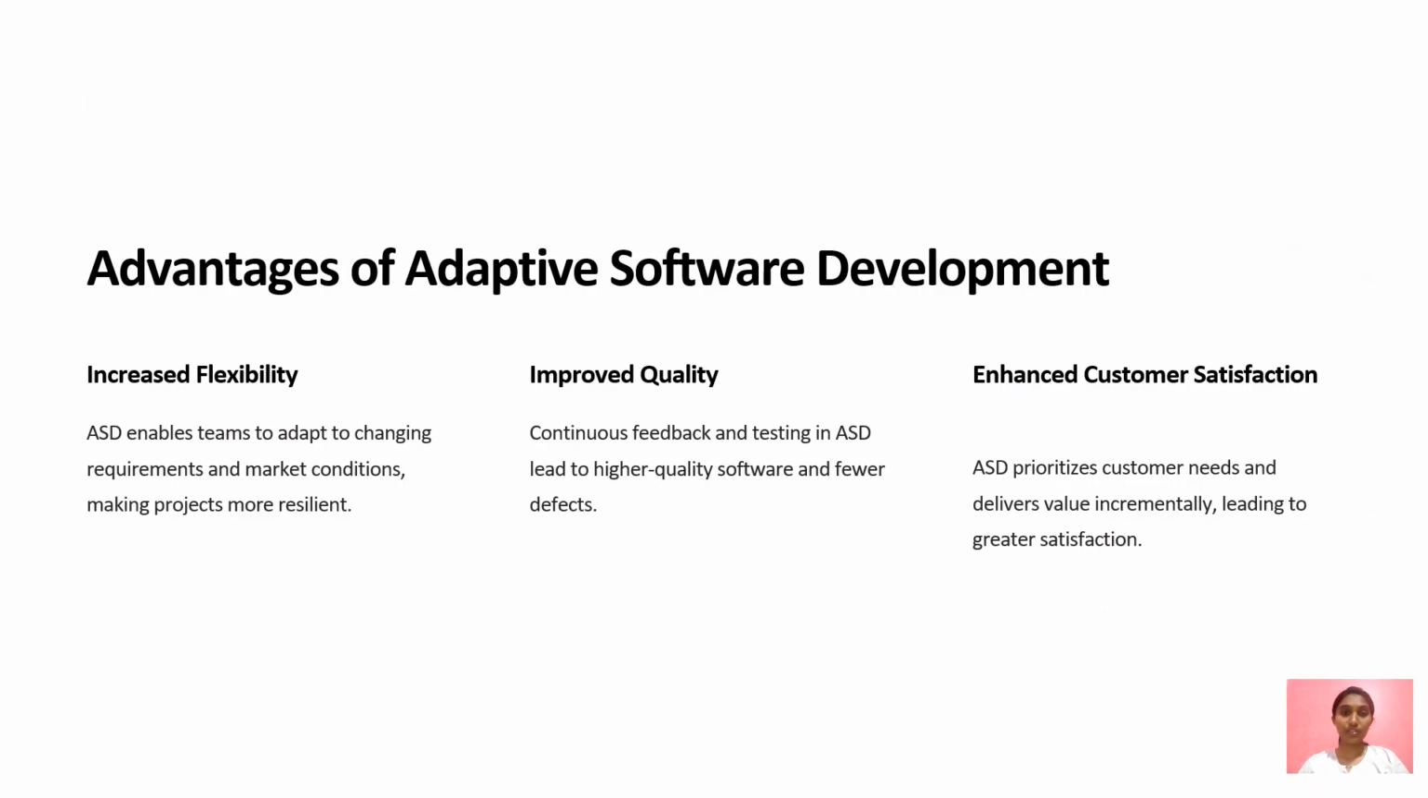Advantages of adaptive software development: increased flexibility. ASD enables teams to adapt to changing requirements and market conditions, making projects more resilient. Improved quality. Continuous feedback and testing in ASD lead to higher quality software and fewer defects. Enhanced customer satisfaction. ASD prioritizes customer needs and delivers value incrementally, leading to greater satisfaction. So these are some advantages of adaptive software development.